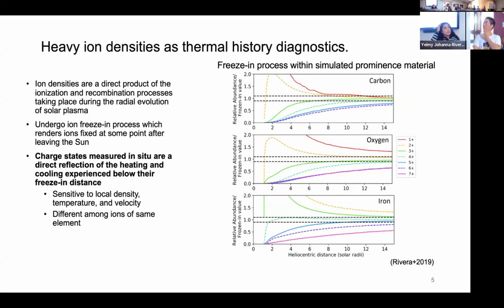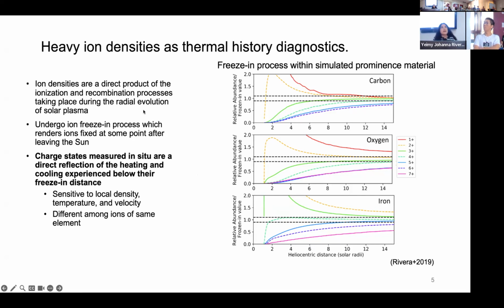And so, like I was saying, we're particularly interested in looking at the evolution of the heavy ions because they can tell us about the early evolution of the plasma, so conditions of the plasma back in the corona. And the reason for that is because the ions and the charge states that we measure, that we saw on the previous slide, are a direct product of the ionization and recombination processes happening during these early stages of evolution.